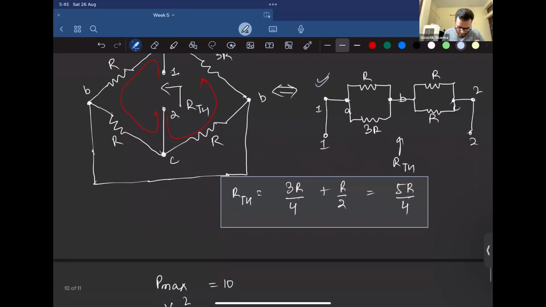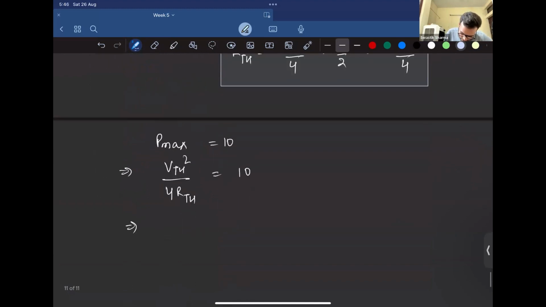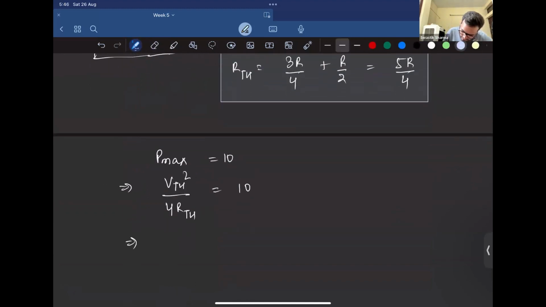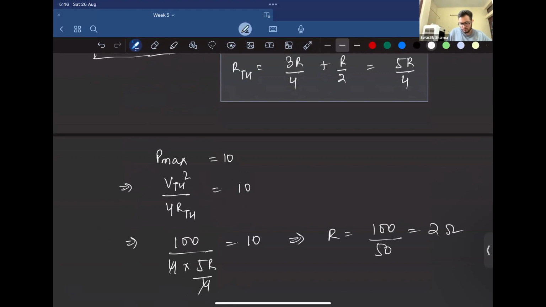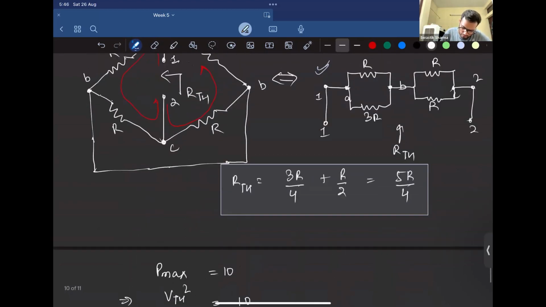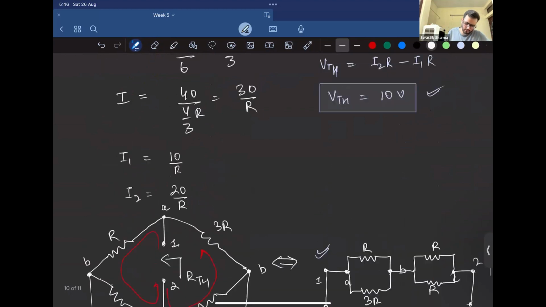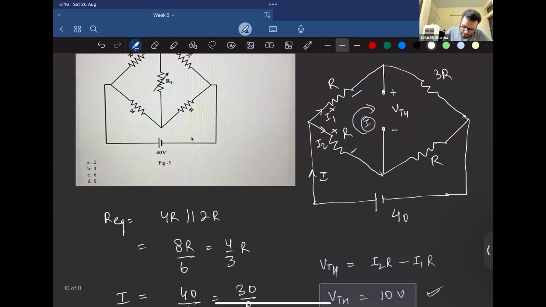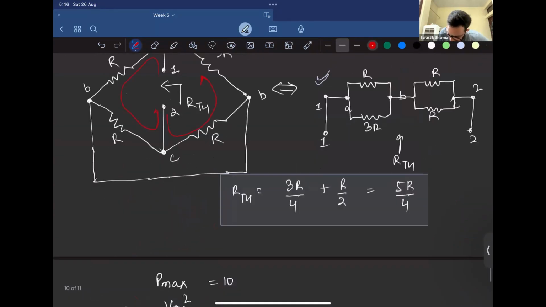Oh, okay. Great. So VTH square is nothing but 10 square, right? So it's 100 upon 4 into 5R by 4. So which implies R comes out to be 100 upon 50, which is 2 ohm. So that means the answer is A. Great. So let's solve one more question.